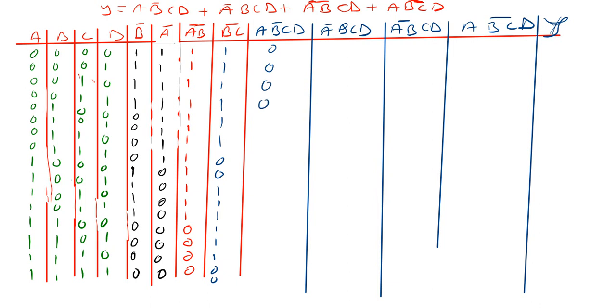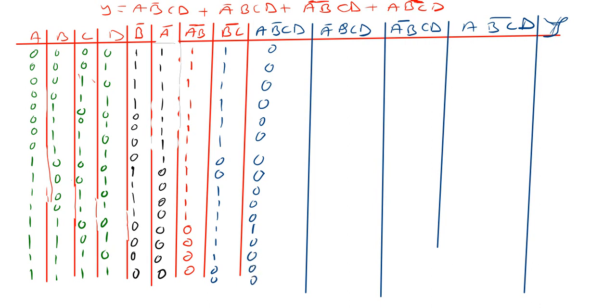We shall have 5, 6, 7, 8. 1, 2, 3, 4, 5, 6, 7, 8. Then we have 9, 10, 11. Then we have a 1. Then we finish up with 4 zeros.